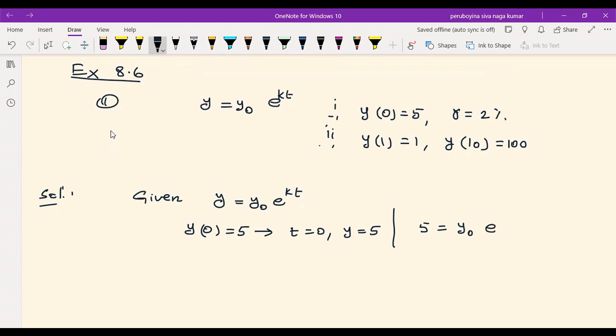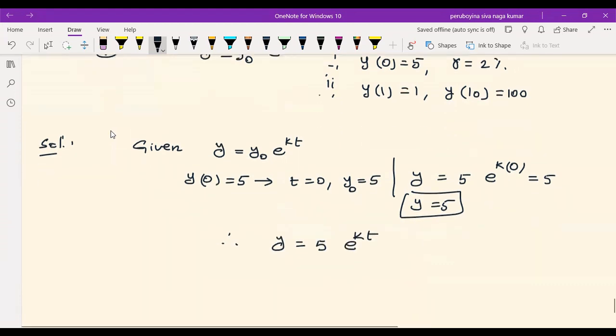And e power, just wait. Here, y naught. y naught is 5. What is y naught? y naught is 5. Okay, you can write this one. So y is equal to 5 into e power k into t value 0. That means y value 5, because e power 0 is 1. Okay. So therefore, you can write y is equal to 5 into e power kt.